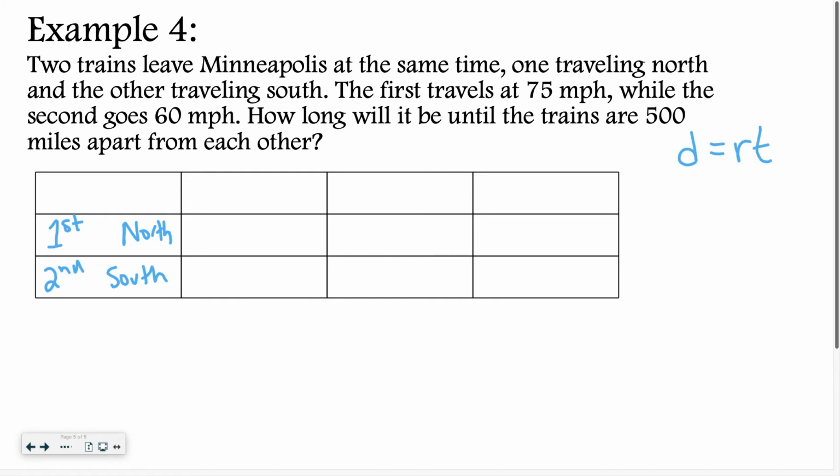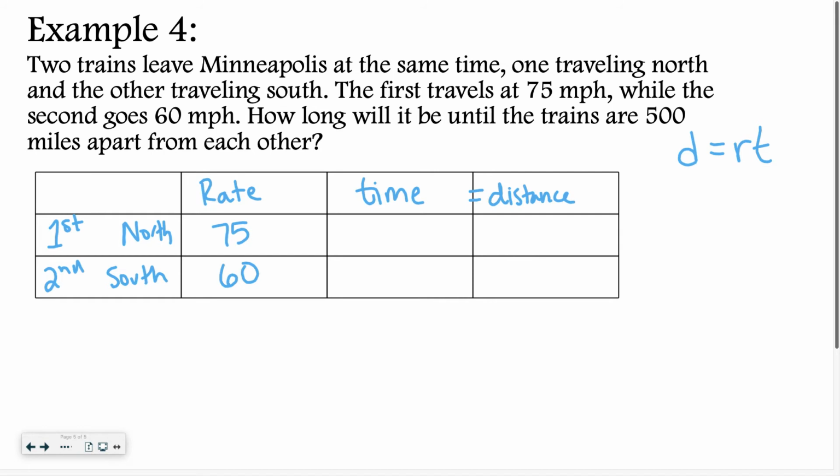And we know their rates, right? We're told how fast they're traveling. So the train traveling north is traveling at 75 miles per hour. The train traveling south is traveling at 60 miles per hour. And we want to know the time it takes for them to travel in order to be 500 miles apart from each other. So you always do rate, then you do time, and the last column is always your distance. Okay?